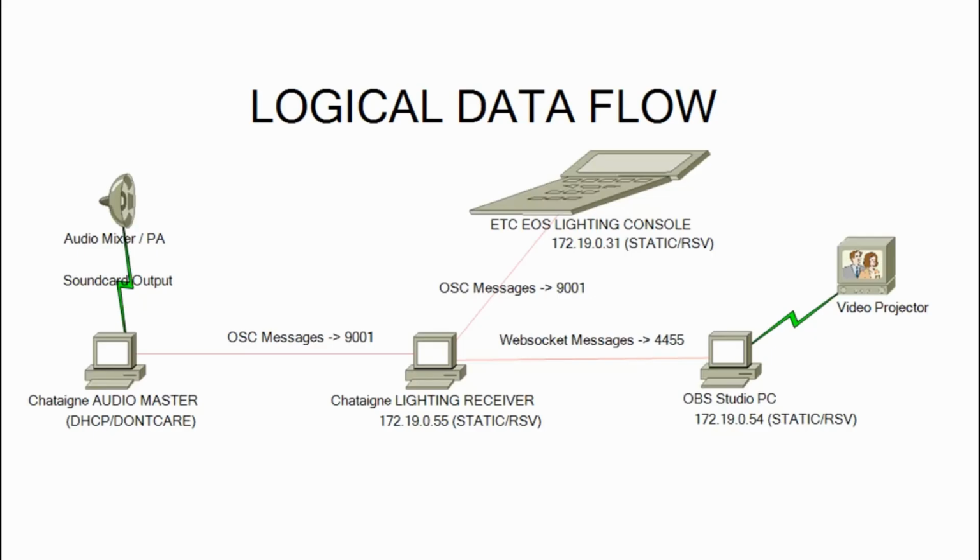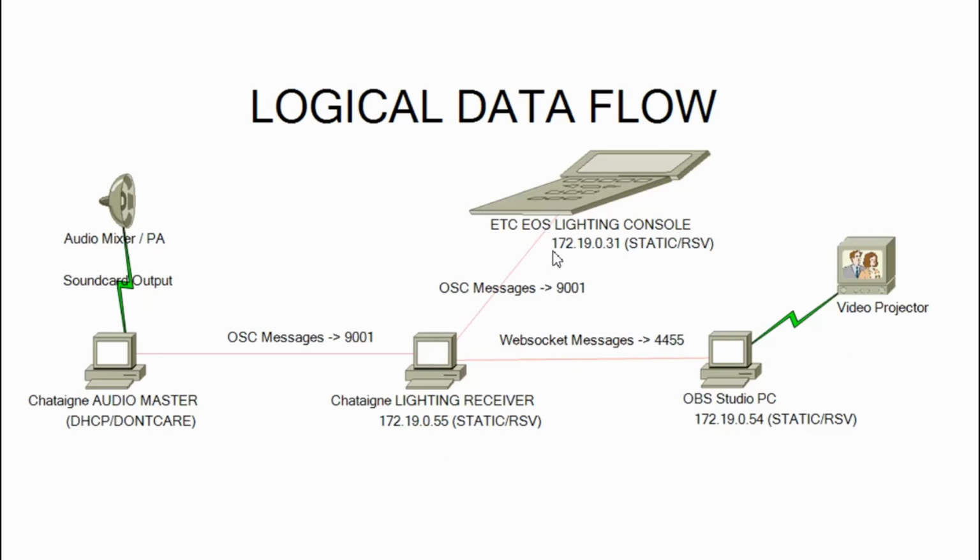Let's take a couple minutes and look at the logical data flow for our show control system. Now, on our far left, we have our Chataigne Audio Master. So this is a PC of some sort, Mac, Windows, Linux, and it is attached to our network. And this is going to be a segregated network.